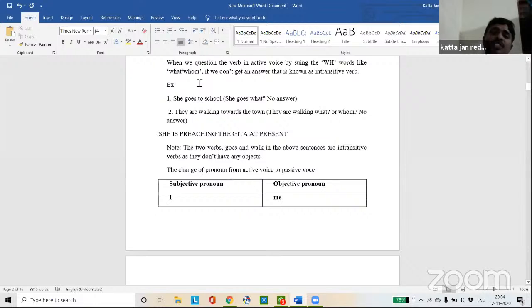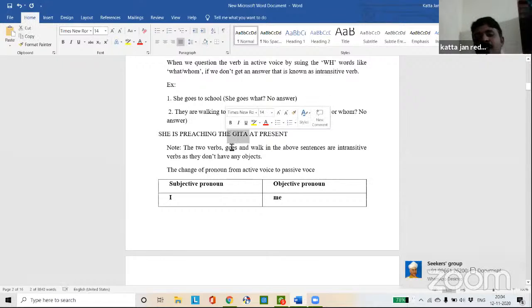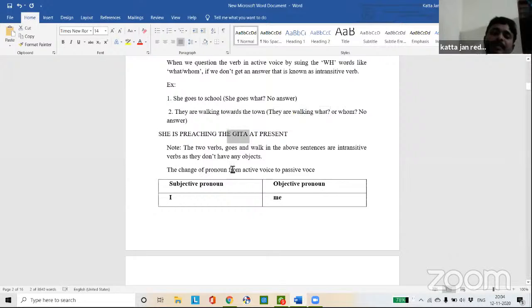Again, by questioning what, whom. She is preaching what? The Gita. So Gita is the answer. The answer is the object. Whatever answer we get, the answer itself is the object.